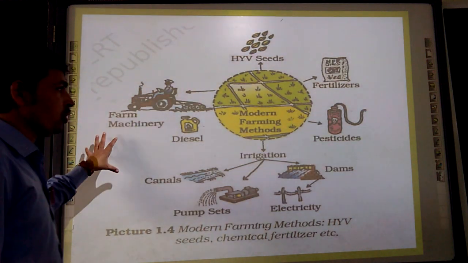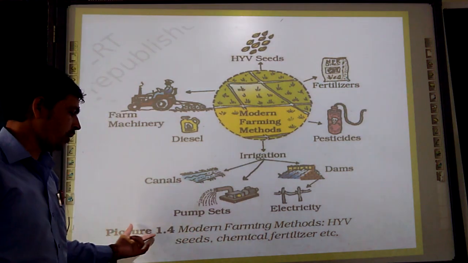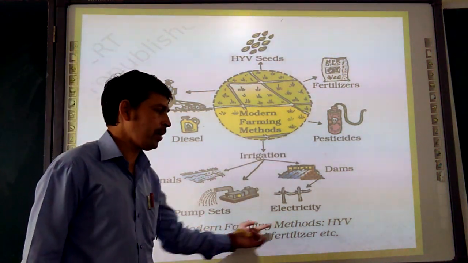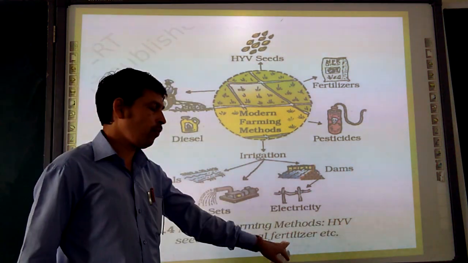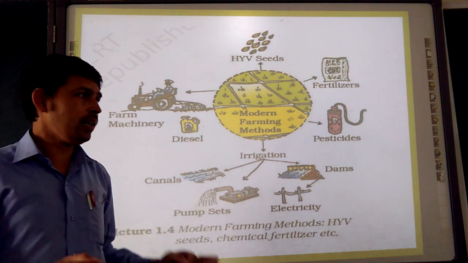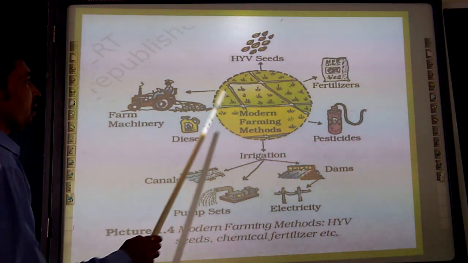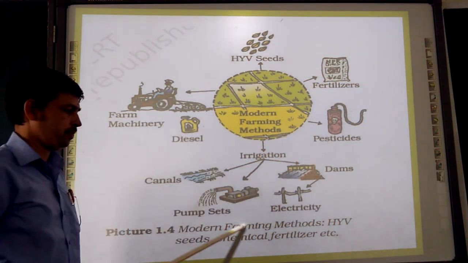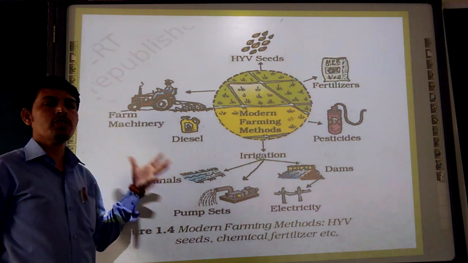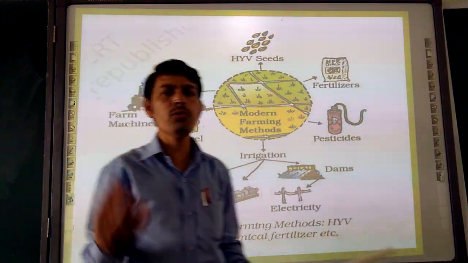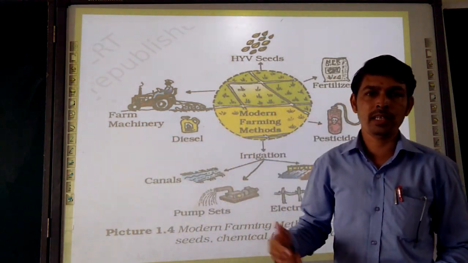Next, this is the photograph taken from your textbook, picture number 1.4, modern farming methods: HYV seeds, chemical fertilizer, etc. So here we are going to see the modern farming methods. Modern farming method means using new types of seeds and modern methods.